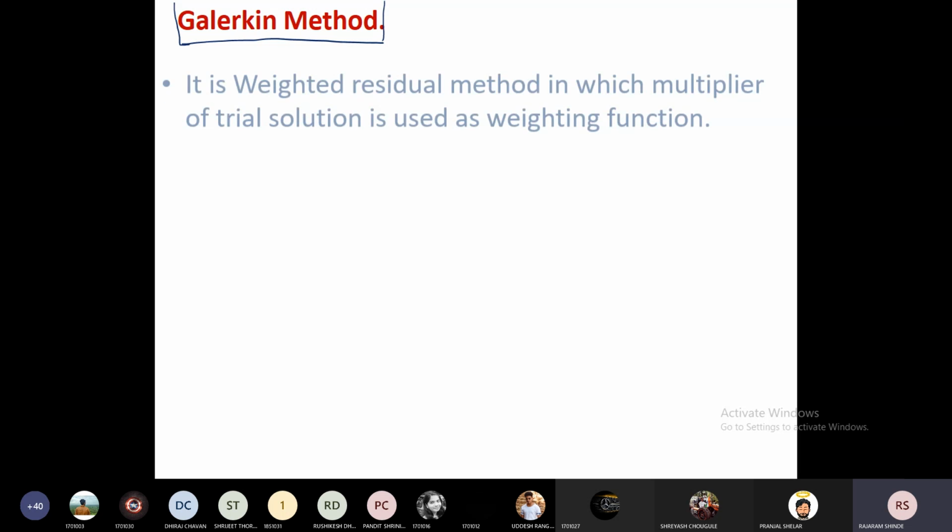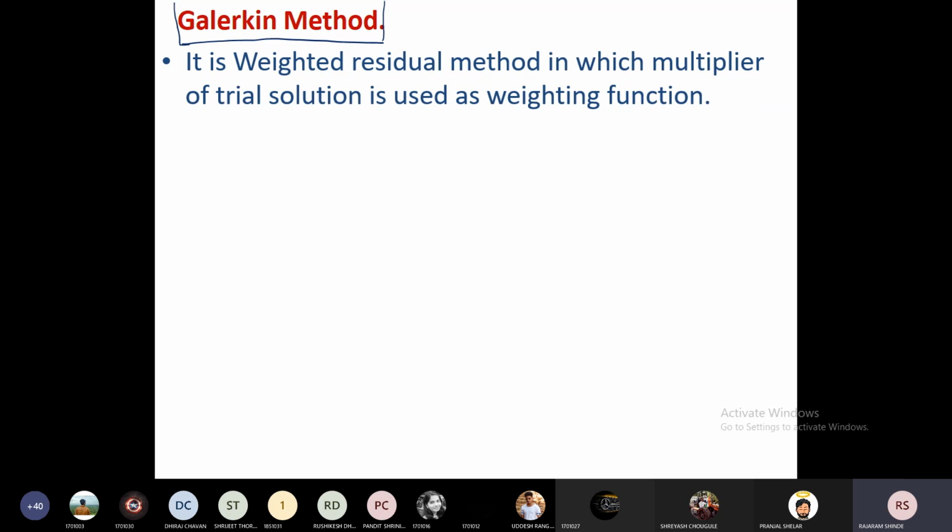It is a weighted residual method in which the multiplier of the trial solution is used as a weighting function. You have to remember this. This is an important thing. Multiplier of the trial solution is used as a weighting function. Now, what is a multiplier? I will tell you. Here I have written phi or phi bar, that is the trial solution or approximate solution.